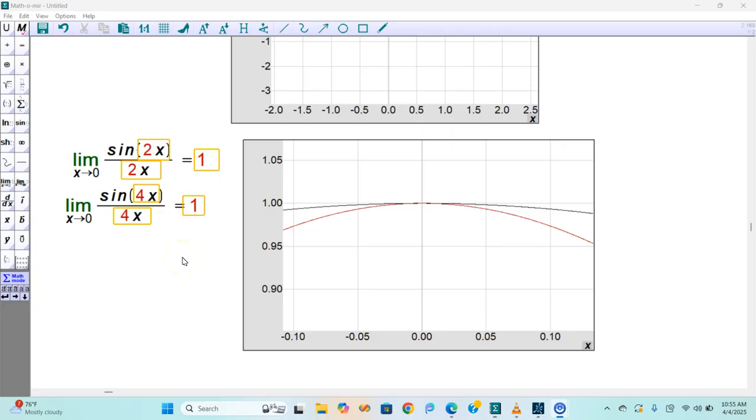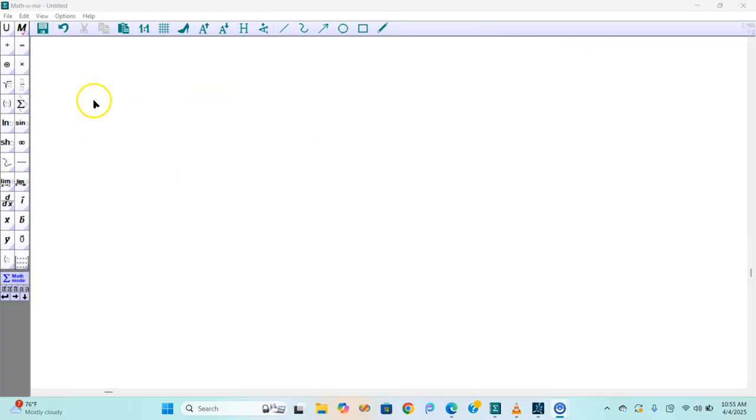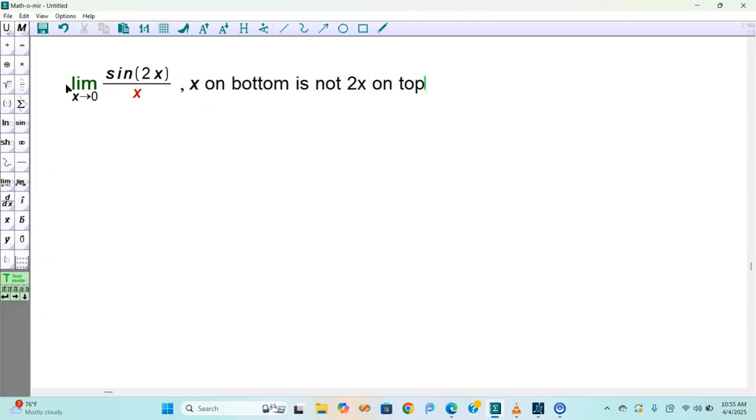Okay, so with that understanding in place, now we're going to do the following limit: the limit as x goes to 0 of sine of 2x over x. This is different because here, x on the bottom is not 2x on top. Stop for one second, look at this carefully.